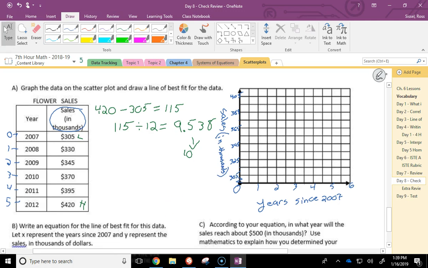And what's the next thing I'm missing? The dots. Nope. The title. What is this scatter plot of? Oh, flower sales. Yeah, right here.